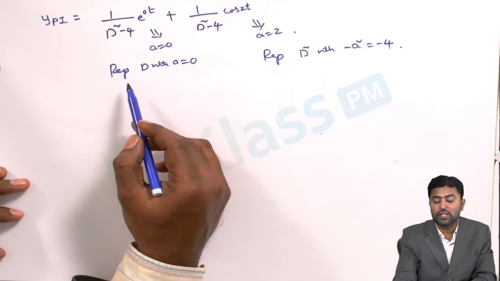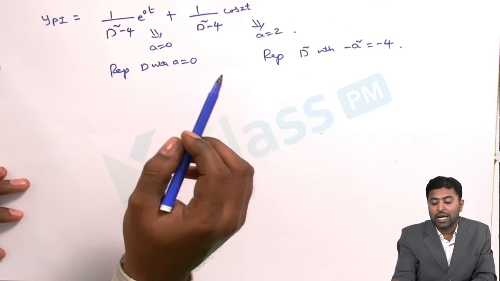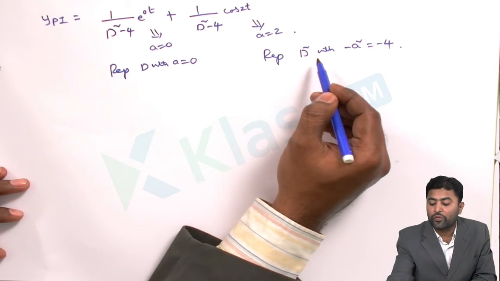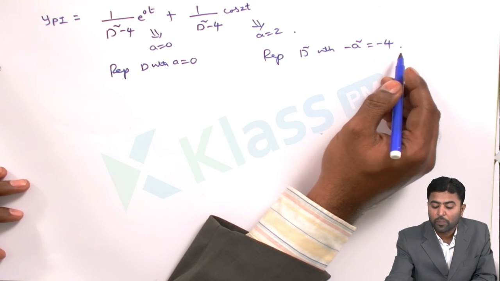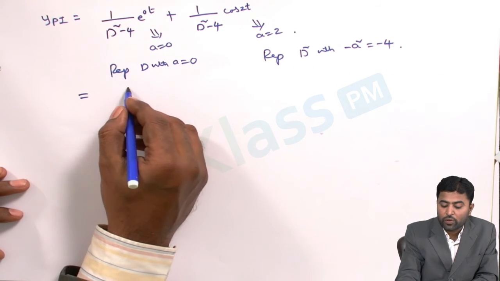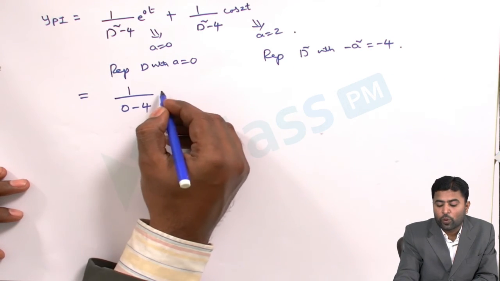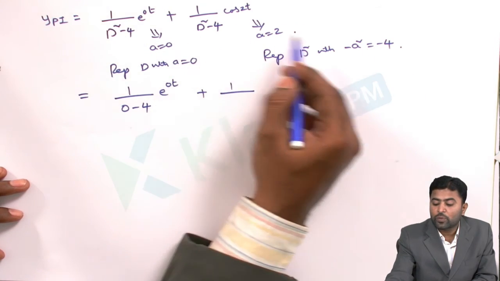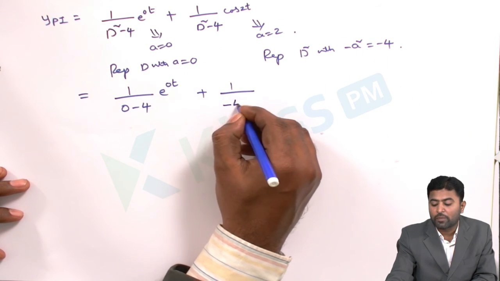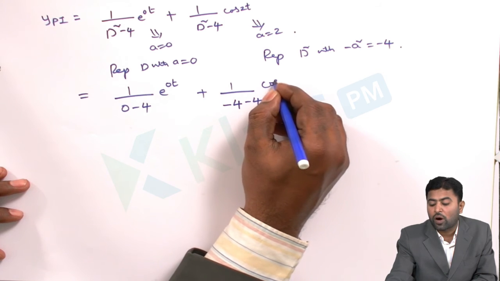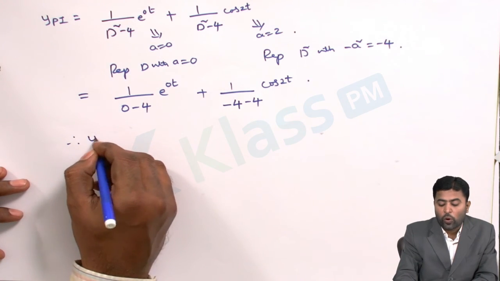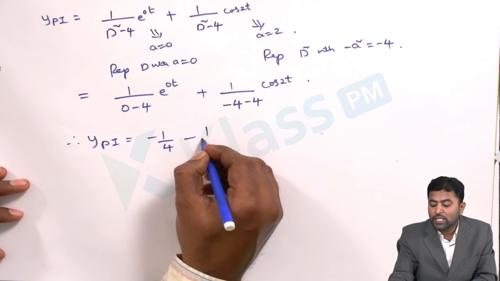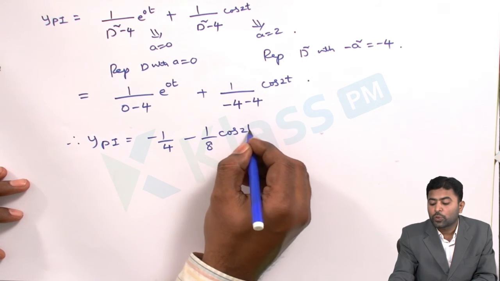As for the exponential case, we have to replace d with a, and for the trigonometric case, that is cos and sine, we'll replace d square with minus a square, which is equal to minus 4. So this will be equal to 1 by 0 minus 4 e power 0t plus 1 by d square, which should be replaced with minus 4, so that becomes minus 4 cos 2t. Therefore, YPI is equal to minus 1 by 4 minus 1 by 8 cos 2t.